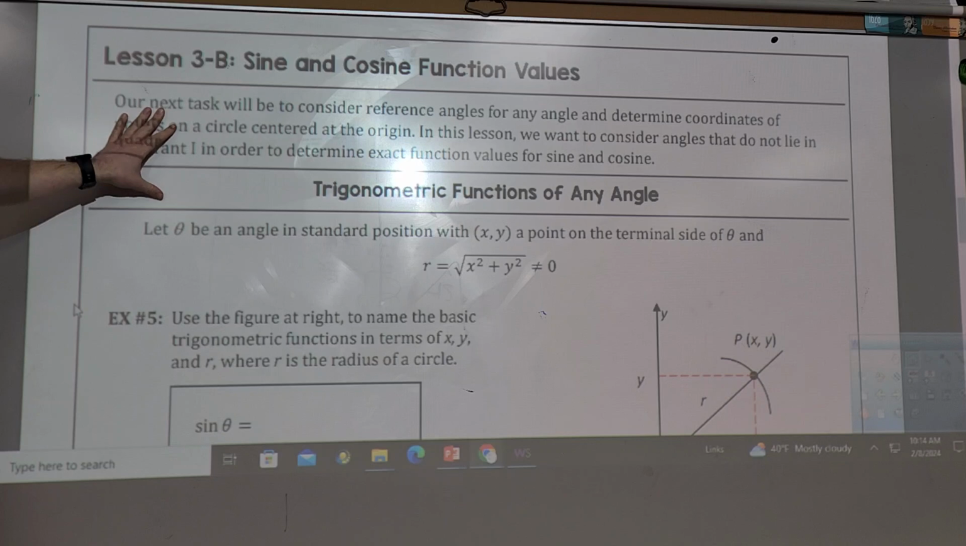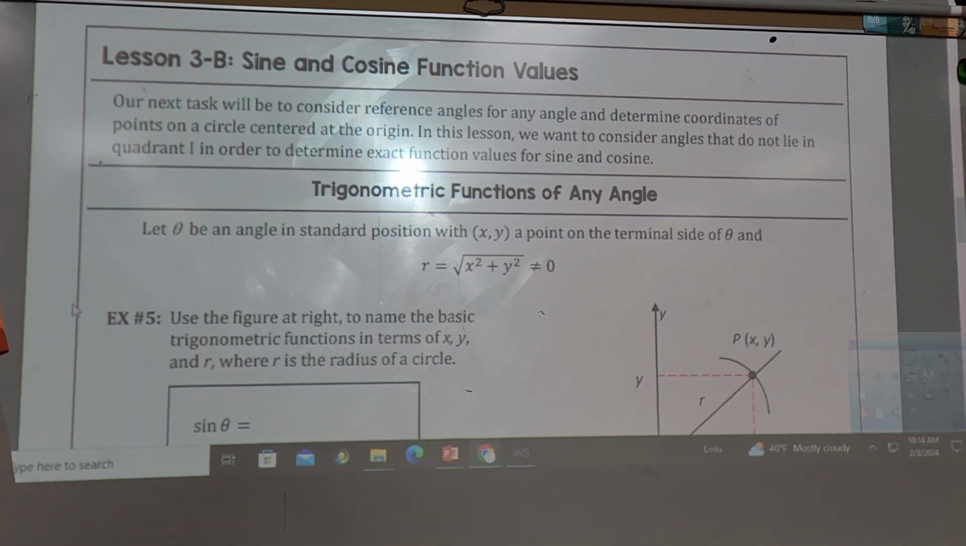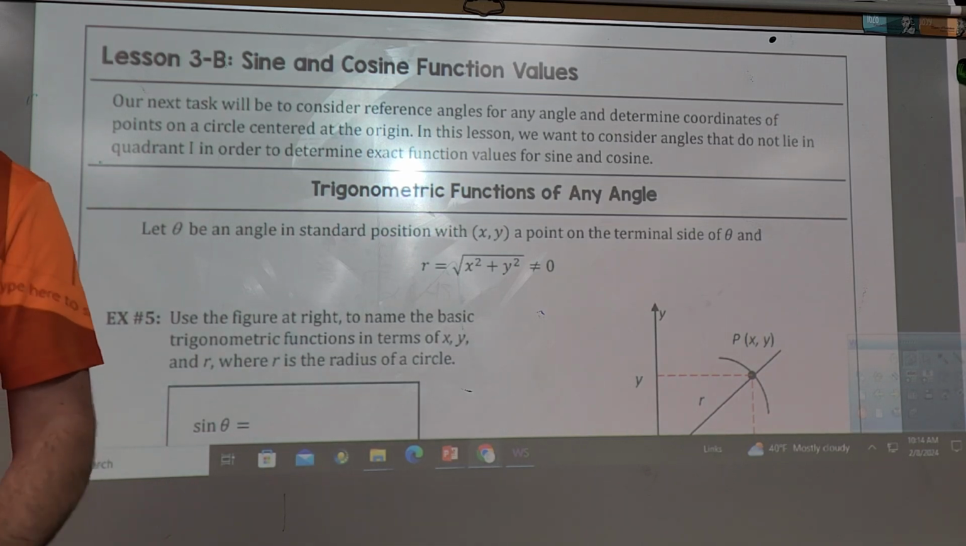This is a continuation of what we did yesterday. We're going to add on a little bit. Baby steps, right? So we're going to look at the sine and cosine function, but we're going to consider stuff that lies in all quadrants. Sound good?